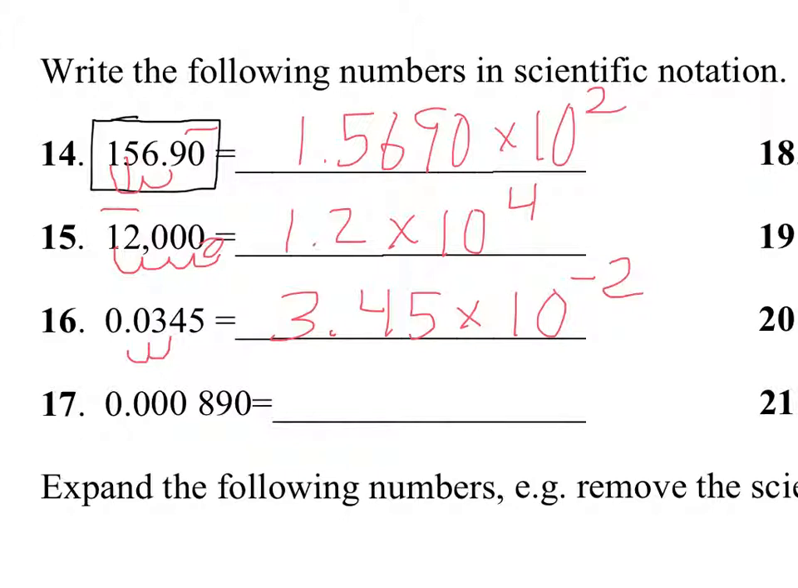In this last problem, 17, all 3 of these numbers are significant, including that final 0. But these right here are not significant because all they do is show the magnitude of the number. We need to move our decimal point to the right until it's between the first non-zero number and the rest. So we're going to move it 1, 2, 3, 4 places to the right. So our number becomes 8.90 times 10 to the minus 4.